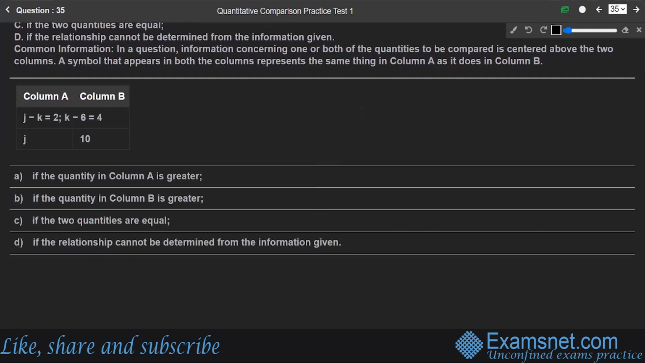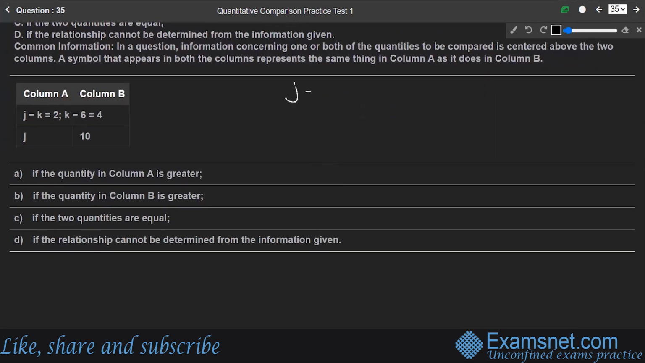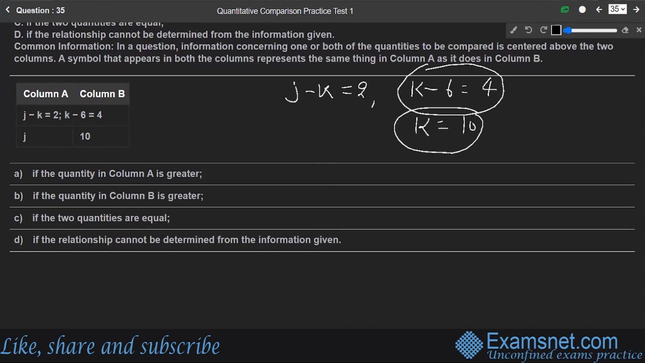Let us see the common information first. The common information is J minus K is equal to 2 and K minus 6 is equal to 4. So using K minus 6 is equal to 4, we can get K's value. K's value comes out to be 4 plus 6, 10, and then we can put back this value in the first expression to get the J value. So it is J minus 10 in place of K is equal to 2. So J value comes out to be 10 plus 2, 12. So J value and K value are there with us, 12 and 10.